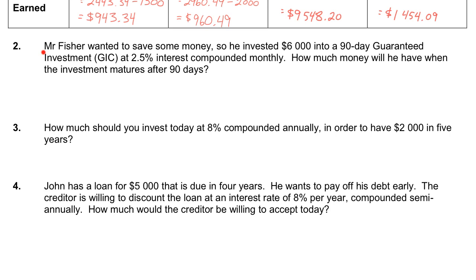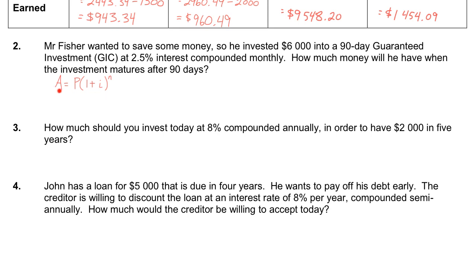Okay, next example, Mr. Fisher wanted to save some money, so he invested $6,000 into a 90-day guaranteed investment, that's called a GIC, at 2.5% interest compounded monthly. How much money will he have when the investment matures after 90 days? Okay, so what's the question asking? It's asking, how much money will he have? That's the future value. That's what we're trying to find. So that tells us which formula to use.